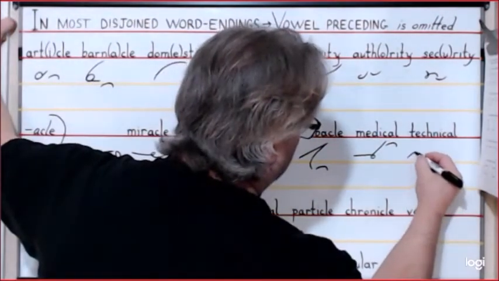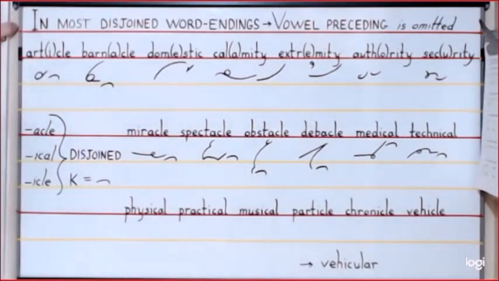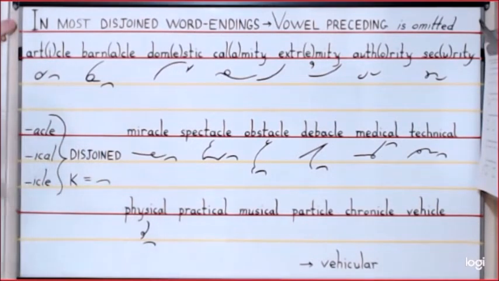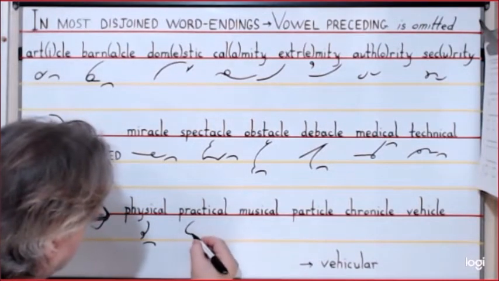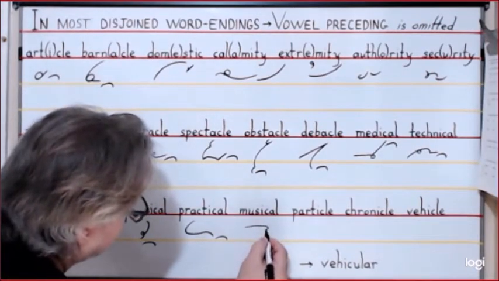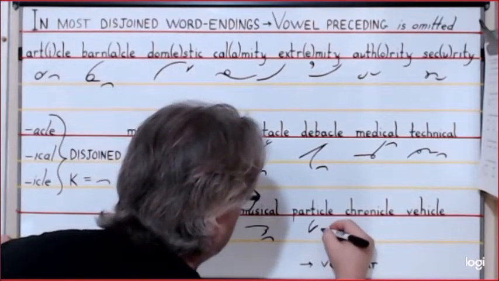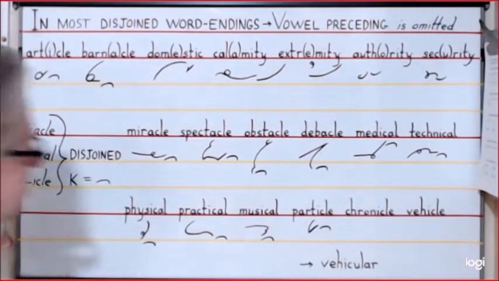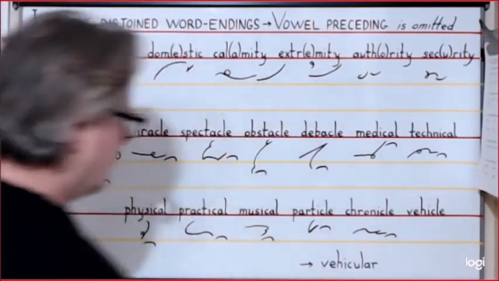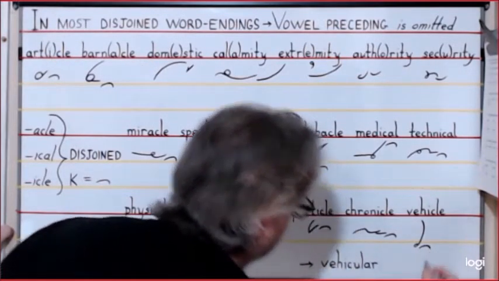Technical is TEKN, a disjoined K. Physical is an FES, disjoined K. Practical, PRK, and disjoined K. Musical, MUS, disjoined K. Particle is a PT, disjoined K. Chronicle, KRON, disjoined K. And vehicle is going to be a VE, disjoined K.